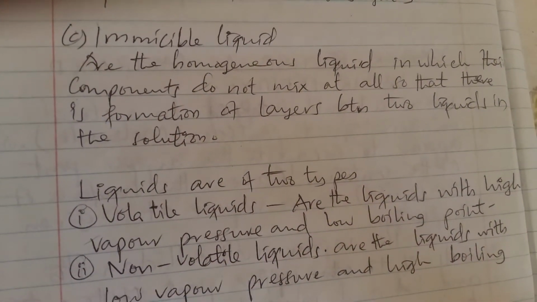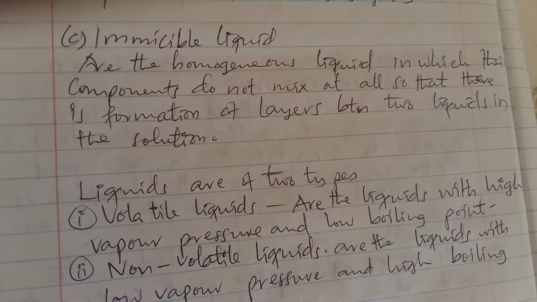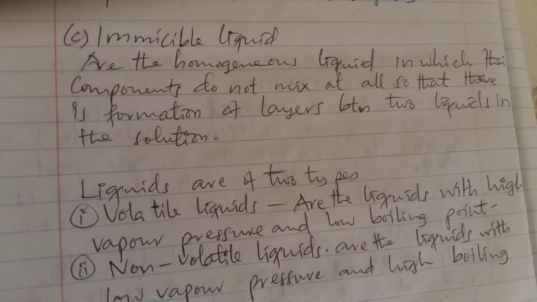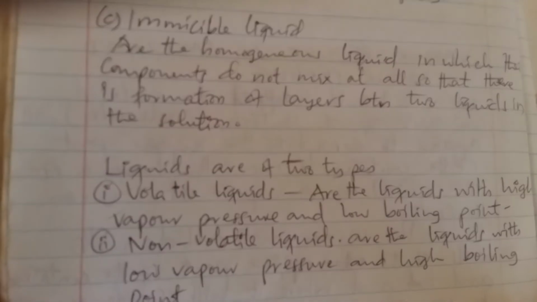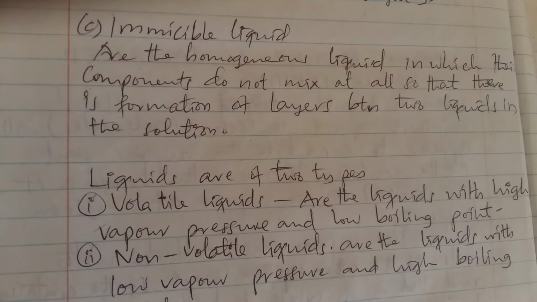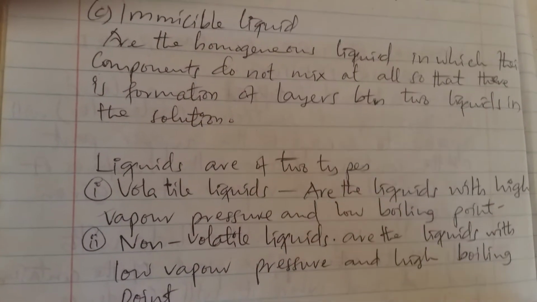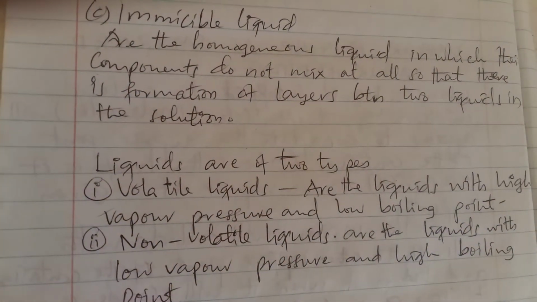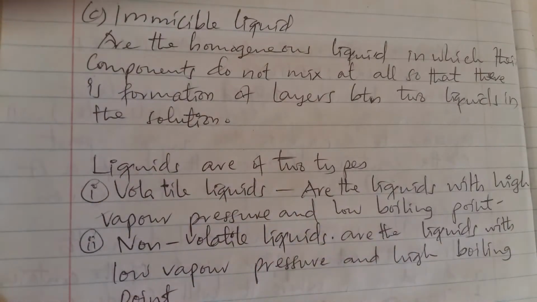So one thing you need to know is that the difference or the similarity in the intermolecular force of attraction is the major factor which determines the extent of mixing of these components. So from there, we are saying that liquids are of two types.